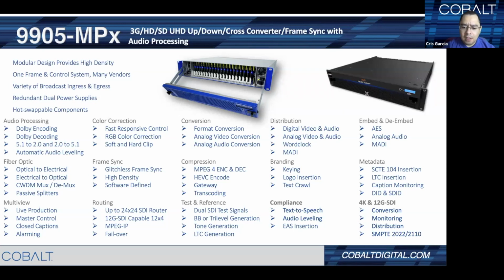And then as you'll see here, we have color correction, conversion, distribution, embedding, de-embedding, fiber optic, frame sync, and so on. So all these different categories, whatever existed for us in the past as an SD solution or as a 3G, now we offer this as a 4K 12G platform that exists now in the latest platforms that I'll be discussing today. And all these different solutions can be easily installed inside of our HPF 9000 frame, which is what you see here in the blue color.